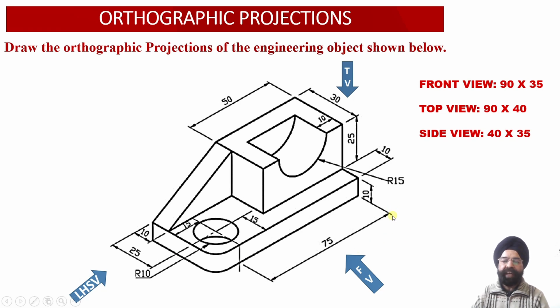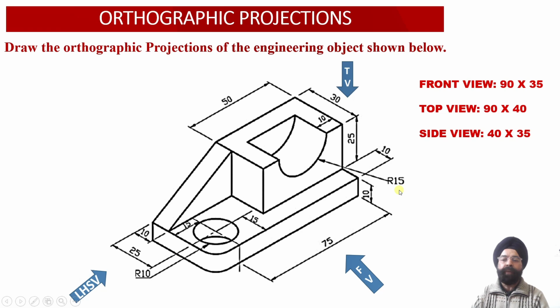We have been provided with the information that the distance of the center point of the circular hole from the right hand side face of the solid is 75 millimeter, and the center of the circular hole in the bottom horizontal base is located at a distance of 15 millimeter from the left hand side face of the solid. So the total width of the solid will be equal to 90 millimeter.